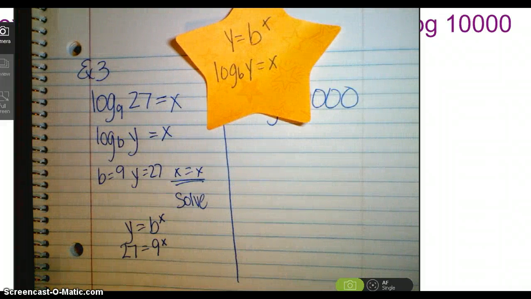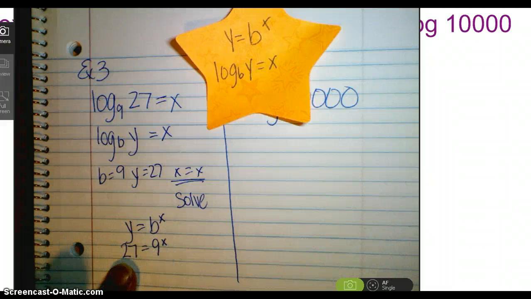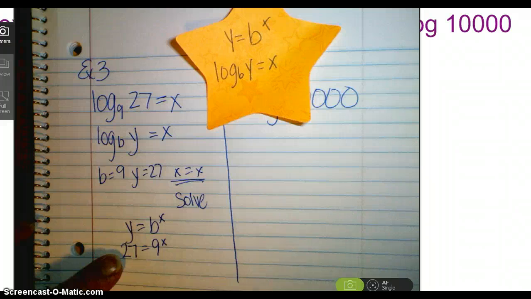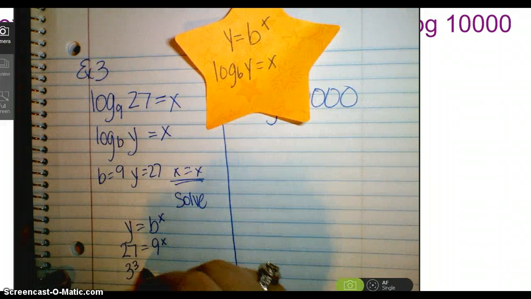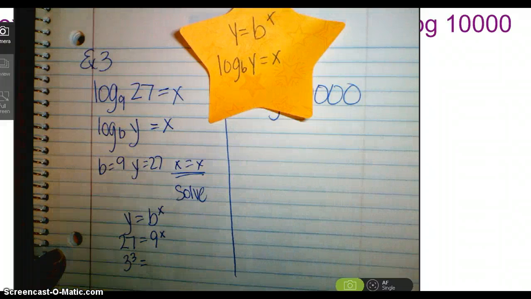Now this one isn't as easy as the last one, because there's nothing I can do to 9 in whole numbers. If I plug in 9 to the first power, that's going to equal 9, not 27. 9 to the second power would be 81. So I know x has got to be somewhere between 1 and 2. But in the form that it's written now, it's kind of hard to see what it could be. But if I look at 27, I know 27 I can deal with in bases of 3. That's 3 to the third. I also know that 9 can be written as a base of 3.